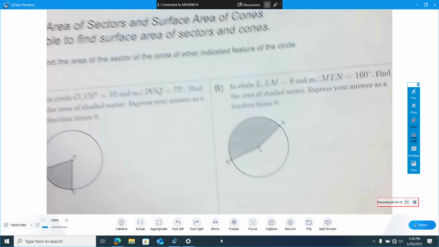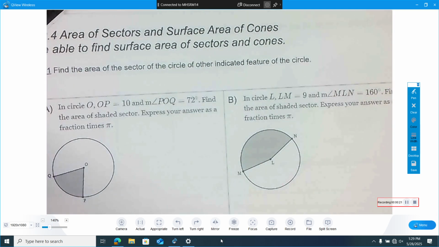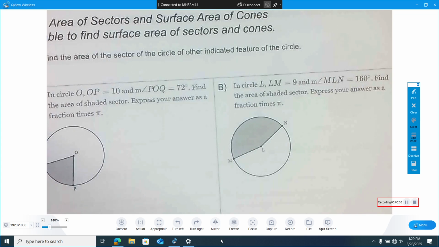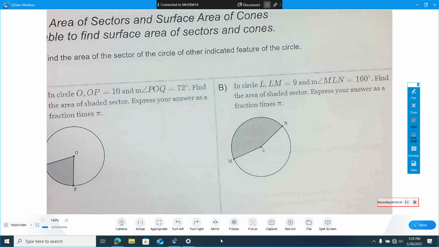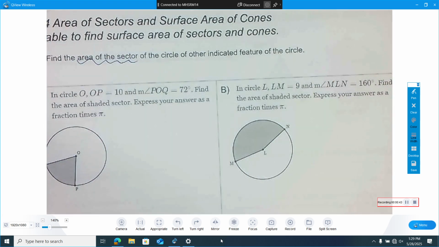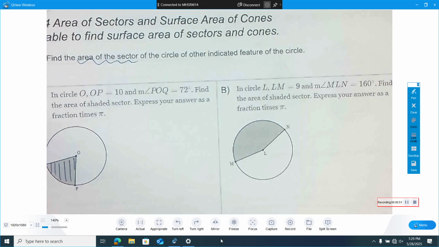Hallelujah. Okay. So we are on 12.4. We want to be able to find areas of sectors. And we're also going to talk about surface area a little bit today, which isn't too bad usually. We know how to find areas of things. So we want to start by finding the area of the sector of the circle. And we've done something very similar to this before. We might just want to find the area of a shaded region of the circle.